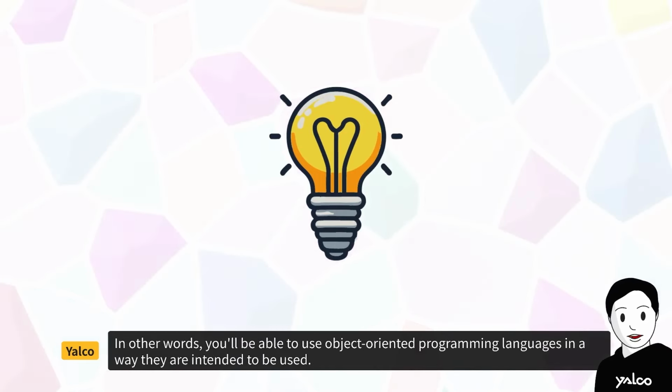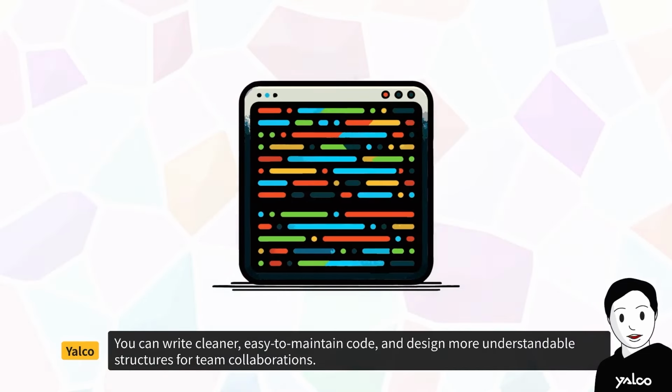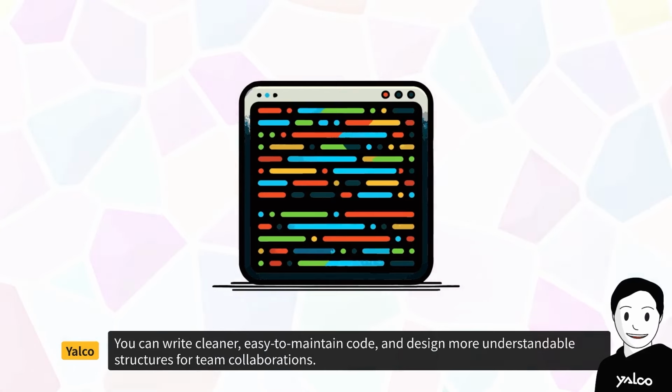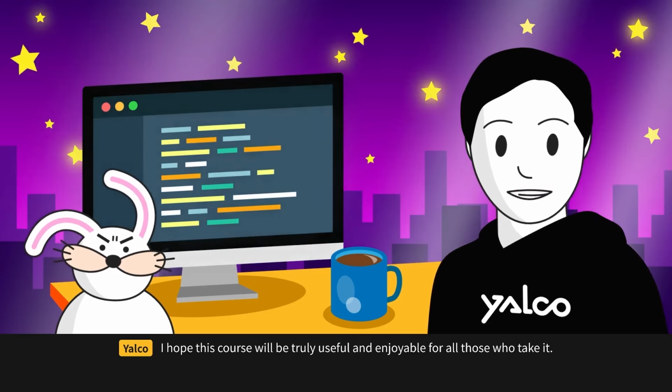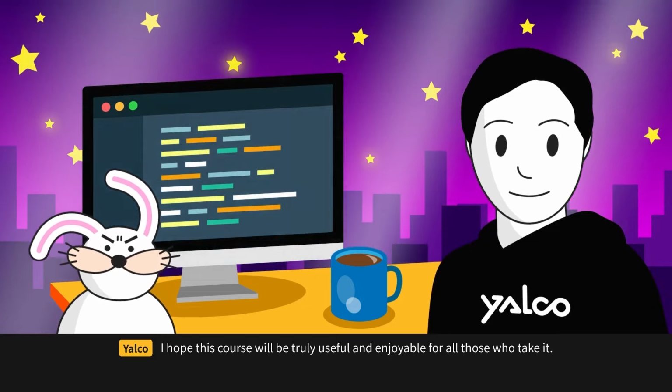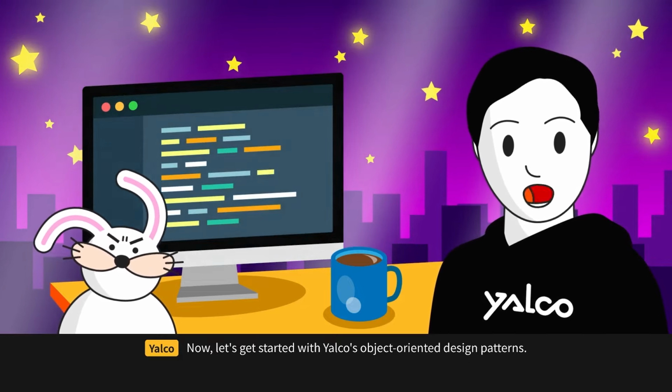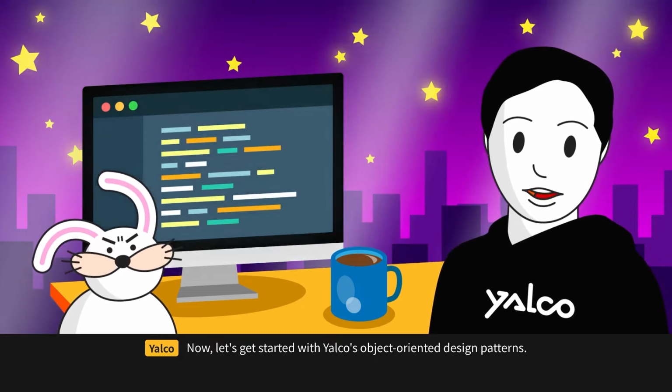In other words, you'll be able to use object-oriented programming languages in a way they are intended to be used. You can write cleaner, easy to maintain code, and design more understandable structures for team collaborations. I hope this course will be truly useful and enjoyable for all those who take it. Now, let's get started with Jelko's object-oriented design patterns.